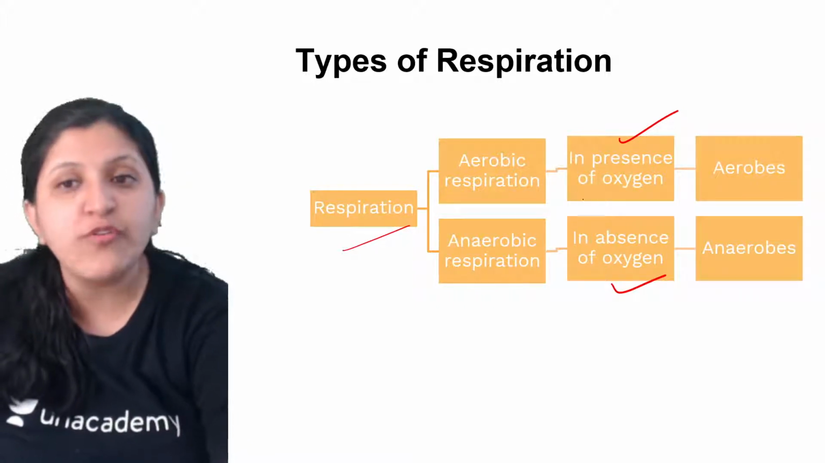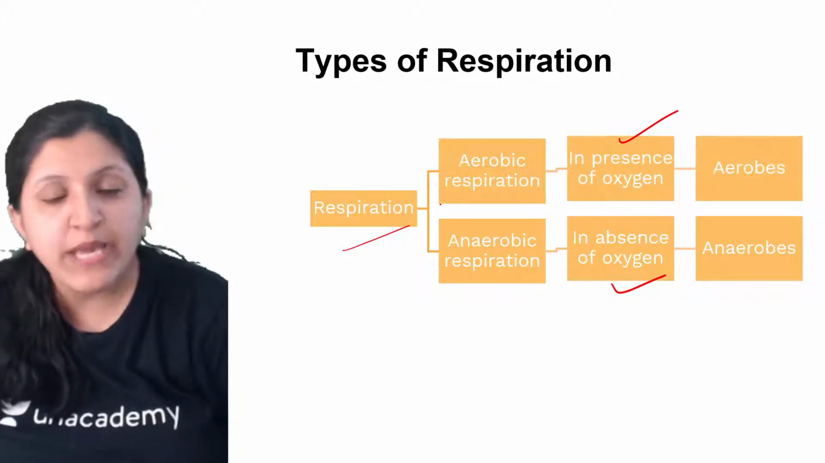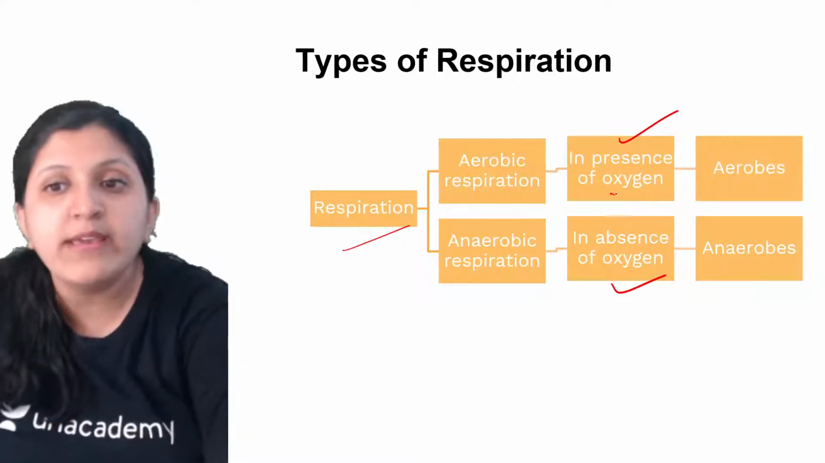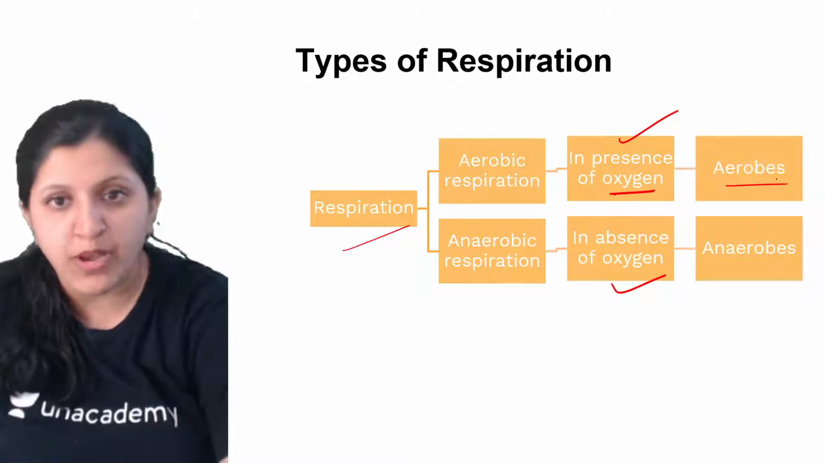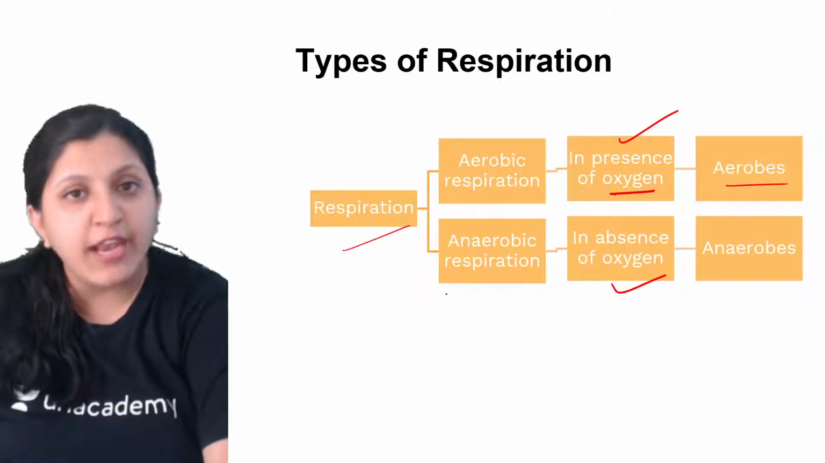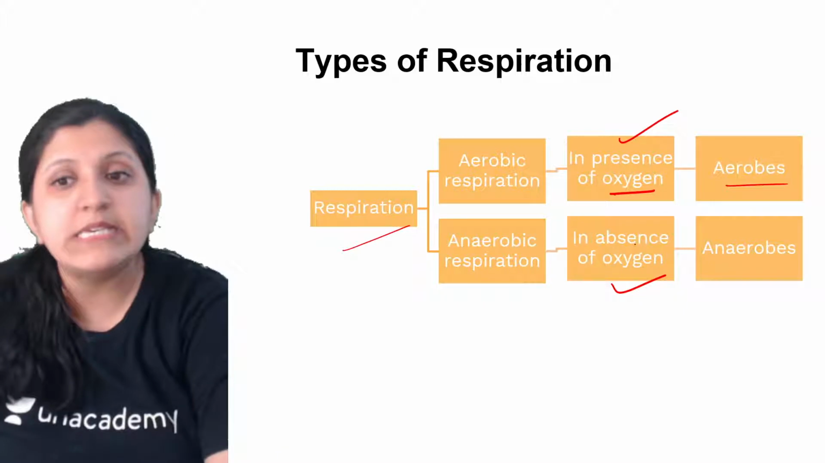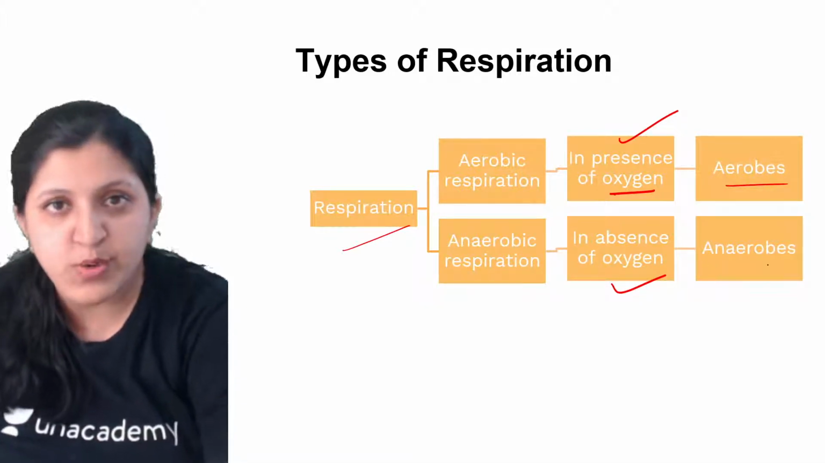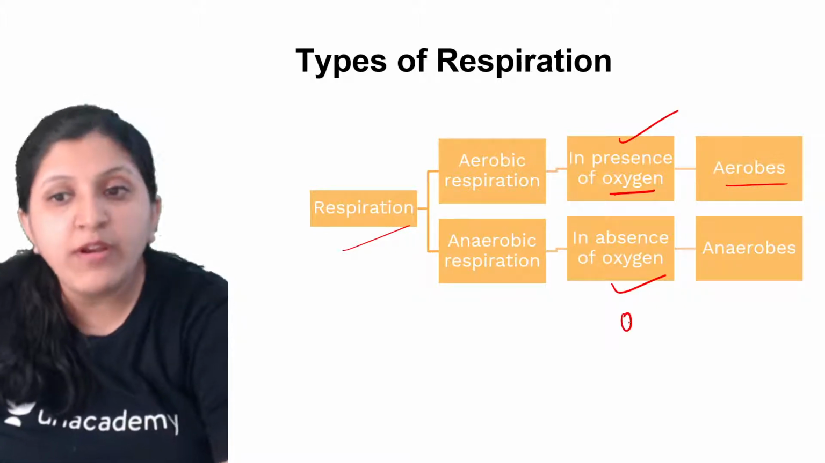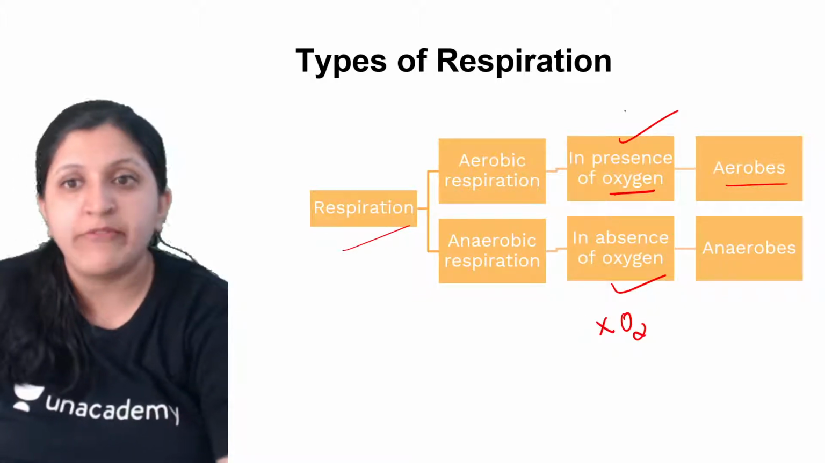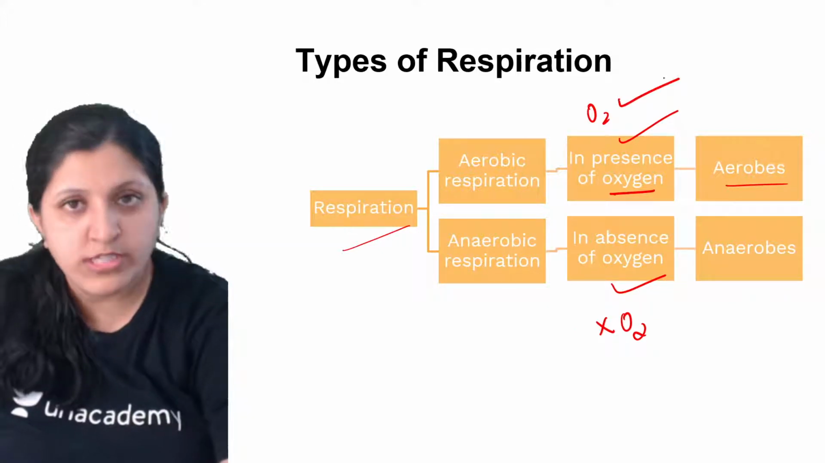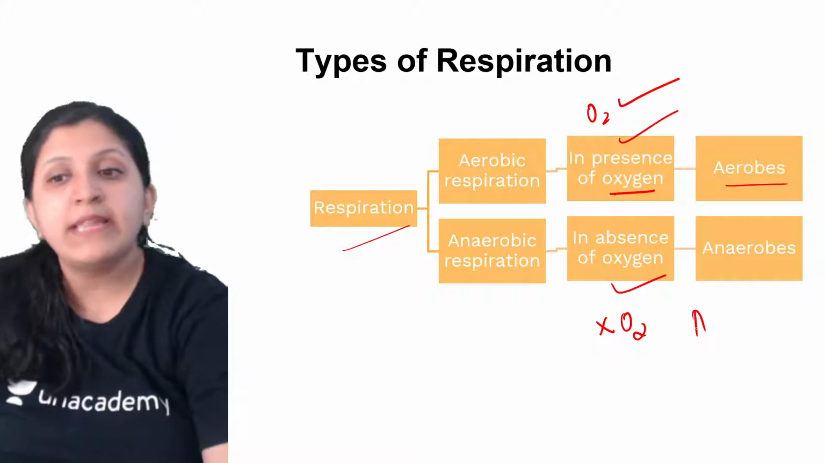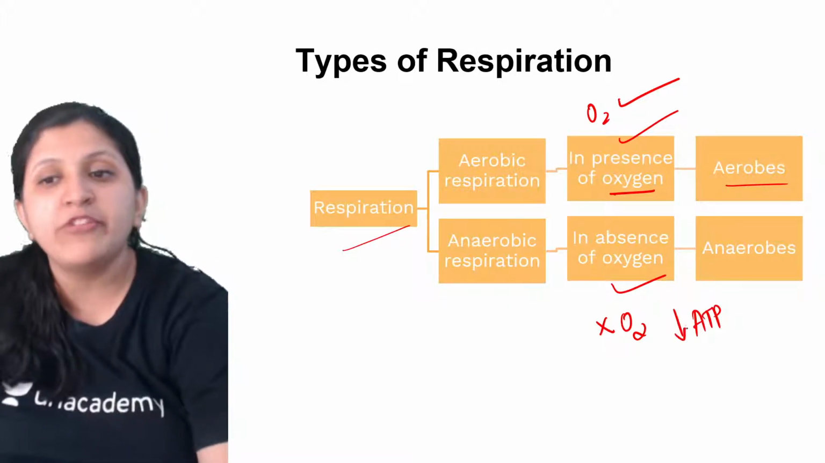In the presence of oxygen, aerobic respiration occurs; for this respiration to occur it requires oxygen, that is aerobes. When we mention anaerobic respiration, this is in the absence of oxygen, that is anaerobes. Anaerobes do not require oxygen for their survival, but aerobes do. If they survive without oxygen, less ATP production will occur.